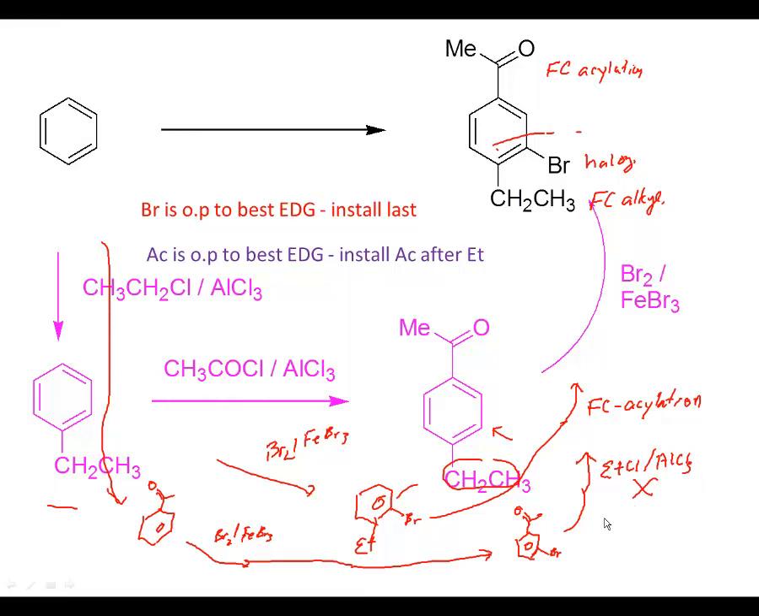This won't work, right? Because the ring is too deactivated. It can't happen. Remember, you can't do any of the Friedel-Crafts reactions on a ring that's less activated than a halobenzene. So this is a variant that you could not do. Okay, let's look at the next problem. But the route you see here in magenta is by far the best one.